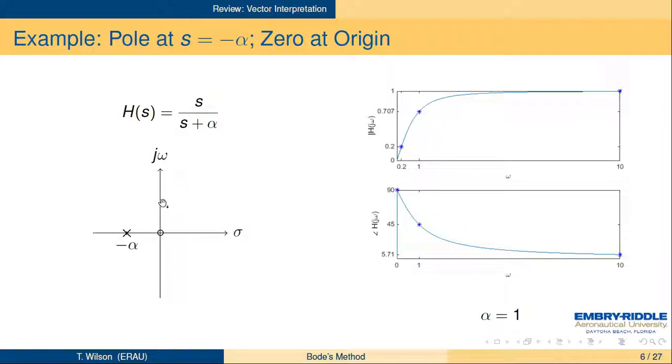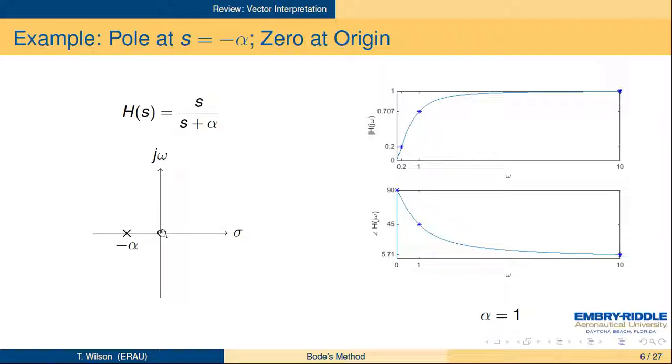When you get to the corner frequency, the vector from the zero has length alpha, and the vector from the pole has length root 2 alpha, and so the gain is 1 over root 2. And then for very high frequencies, the vector from the zero has length ω and the vector from the pole has length ω, so the gain goes to 1.